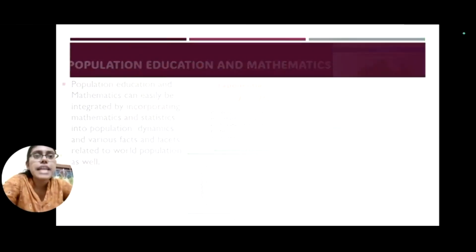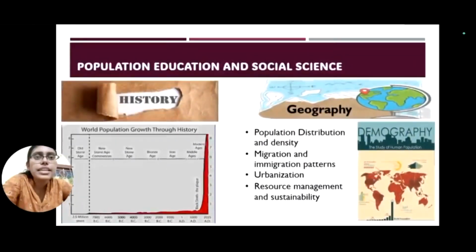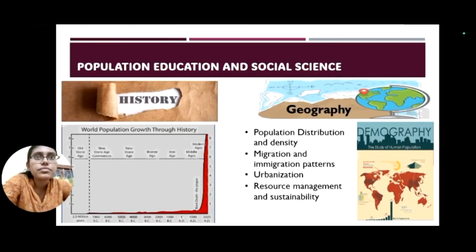Now, social science, how it engages population education. Social science deals with human society, culture, economics, politics, geography, and history. Population education, when integrated into social science, helps learners understand the social, economic, cultural, and political aspects of population growth and its impact on development.